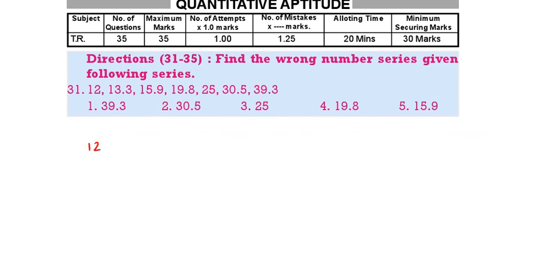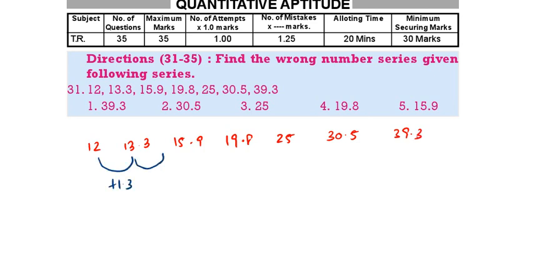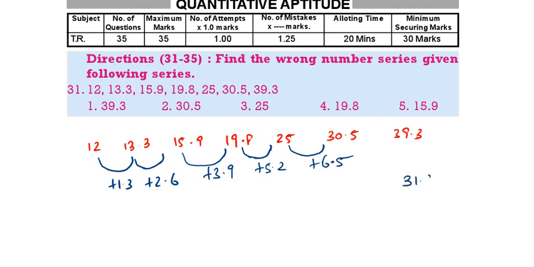See the series 12, 13.3, 15.9, 19.8, 25, 30.5, 39.3. See the gap here, this is 1.3, this is 2.6. So that means multiples of 1.3. This is 3.9, this will be 5.2, this will be 6.5. So these are the multiples of 1.3. So what is 25 plus 6.5? 31.5 is the correct. So 30.5 is the wrong number.